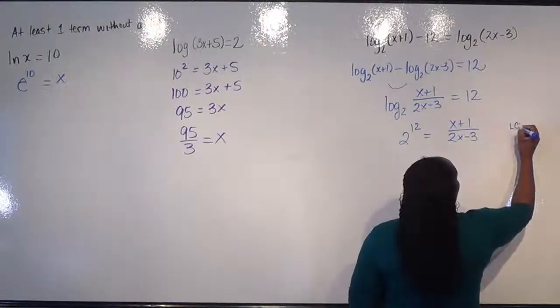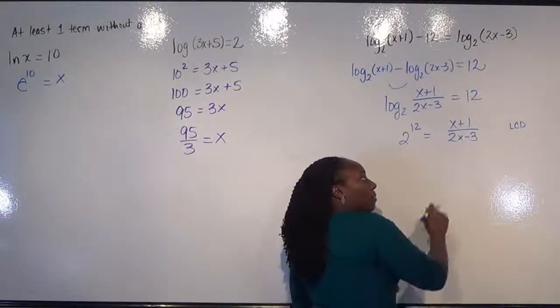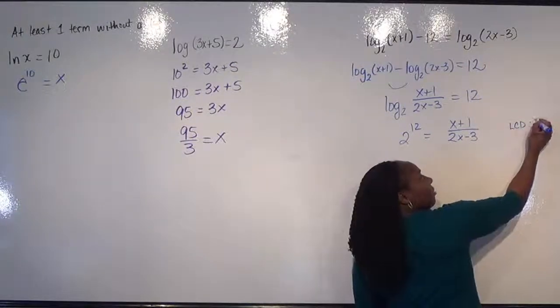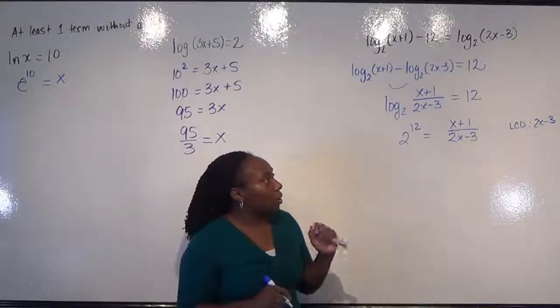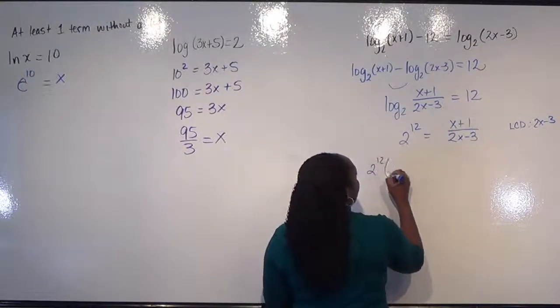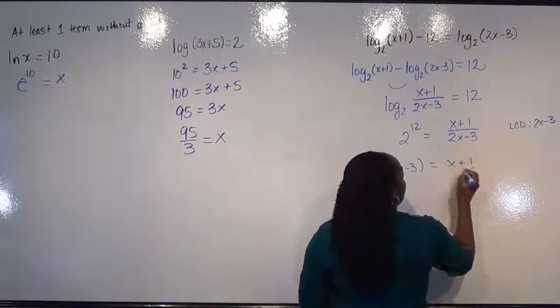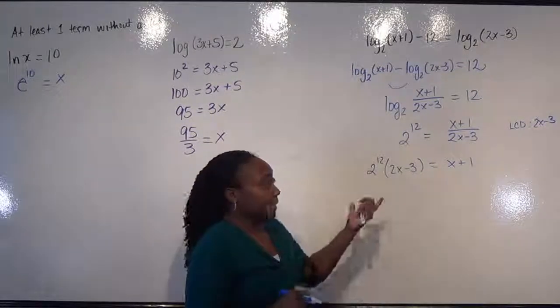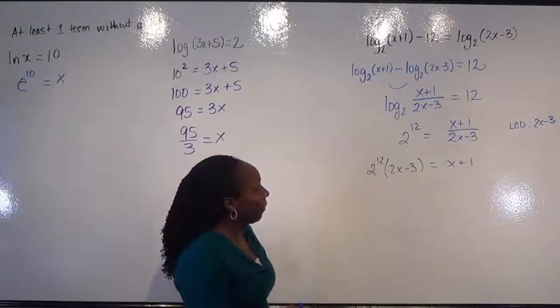So I need to look at my LCD since I have a rational equation. LCD in this case is the 2x minus 3. I'm going to multiply both sides by that. So 2 to the 12th times (2x minus 3) equals x plus 1. Again, to get the x's on the same side of the equation, I'm going to need to distribute.